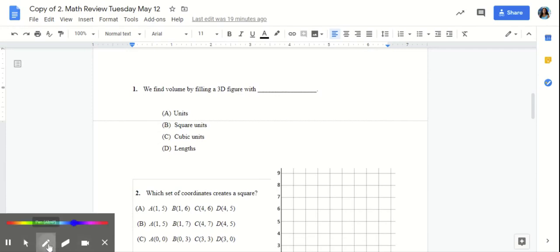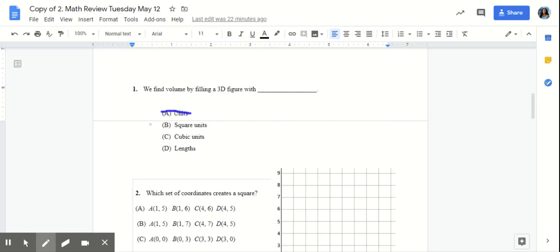Number 1, we find volume by filling a 3D figure with A, units, B, square units, C, cubic units, D, lengths. A is incorrect because it's not specific enough. B, square units. Square units is incorrect because square units represent a two-dimensional shape.